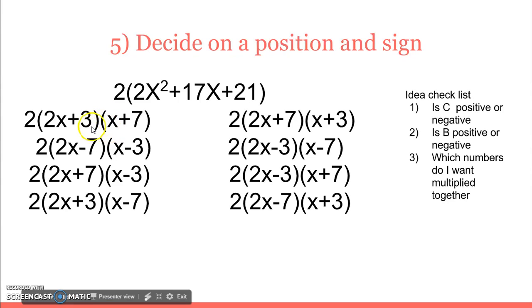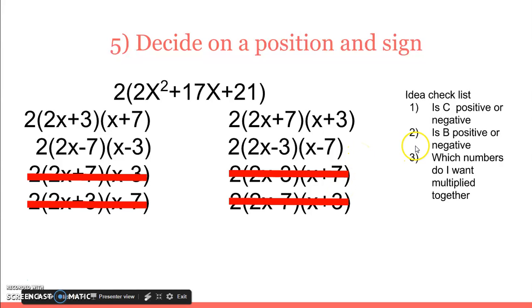And the next step is to decide where we want to put our values for C, and what signs we need to put in the middle. So we have a nice little checklist here that'll help us decide where we want everything to go. The first thing we want to do is look at whether C was positive or negative. Here we can see it was positive, and since it's positive, we know that our signs are going to be the same. If it had been negative, we would be looking at things where signs are opposite. So we can go ahead and cross off all of those.